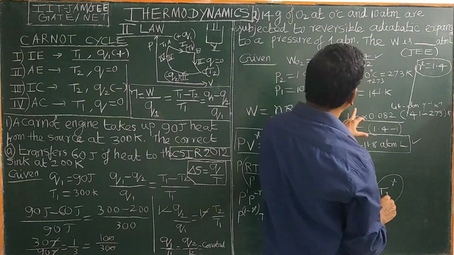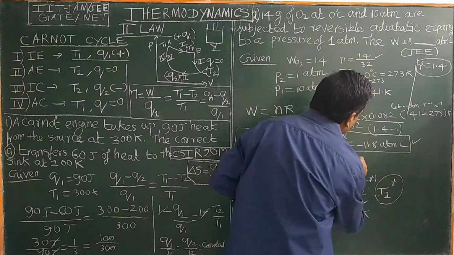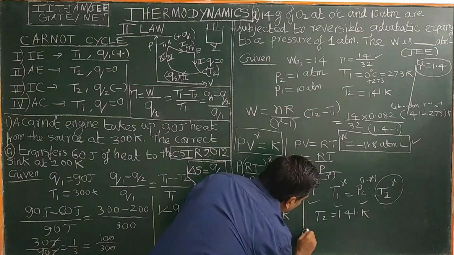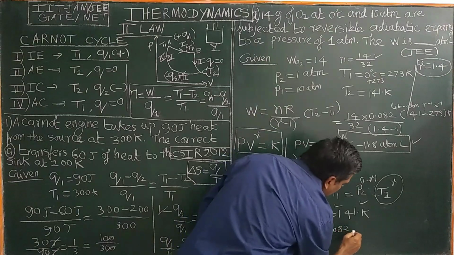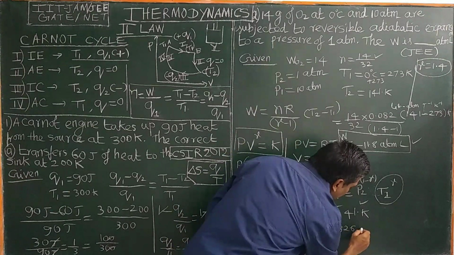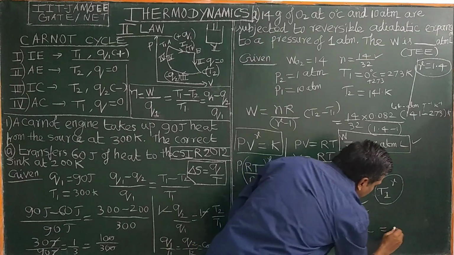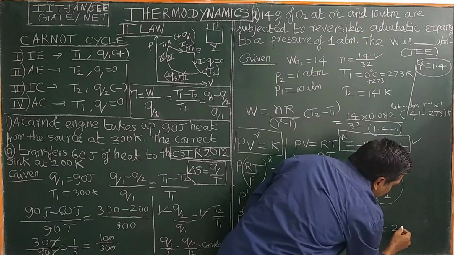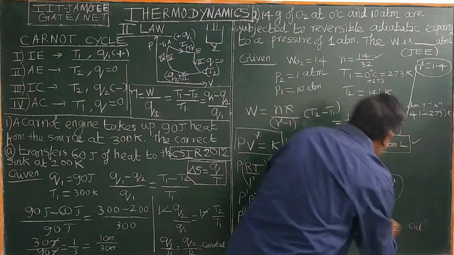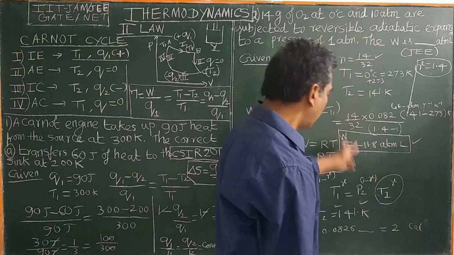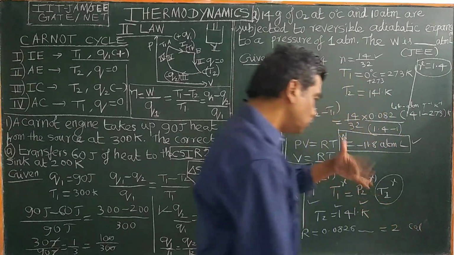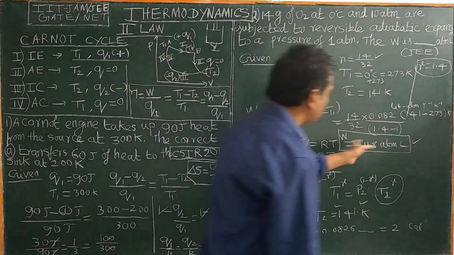Suppose they ask for the answer in calories. R equals 0.0826 liter atmosphere, which is also equal to 1.98 calories. Therefore, you can calculate in terms of R equal to 8.314 joules. You can calculate work in terms of joule.